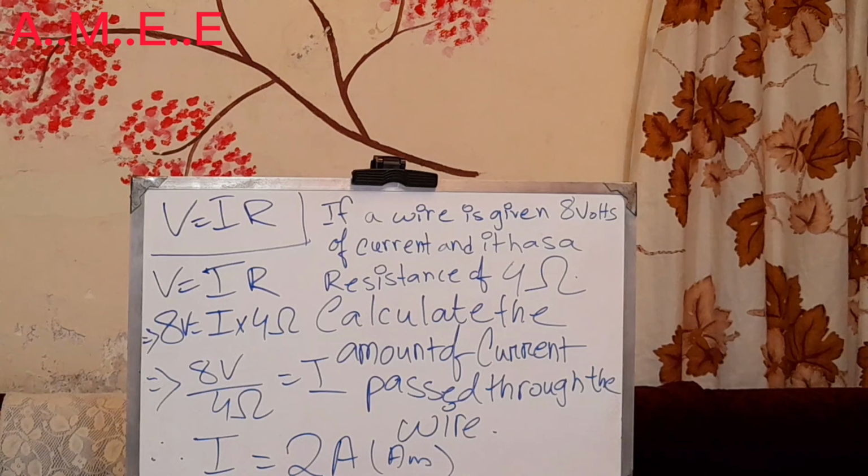If 8 volts is given and it has a resistance of 4 ohms, calculate the amount of current passed through the wire. So the amount of current is 2 amperes. We have seen the calculation. Voltage equals current times resistance. Voltage by resistance equals current. So the amount of current is 2 amperes. So let's keep it till today.